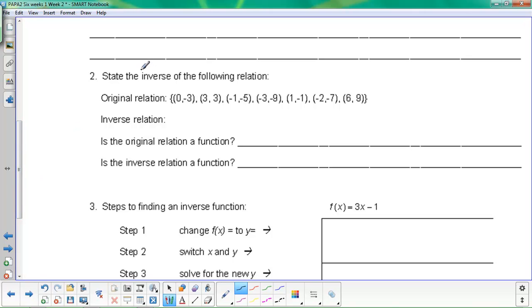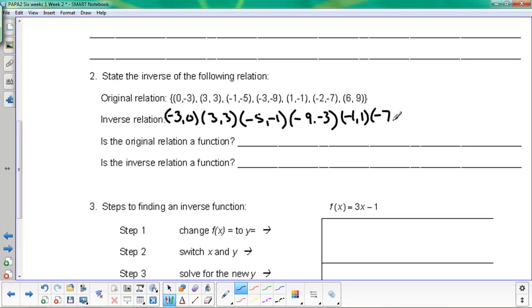State the inverse of the following relation. The original relation is this, so we will switch our x and y values. (-3, 0), (3, 3), (-5, -1), (-9, -3), (-1, 1), (-7, -2), and (9, 6).